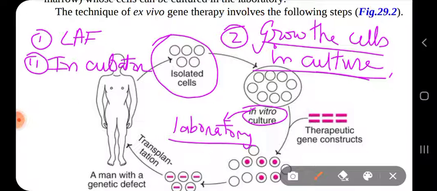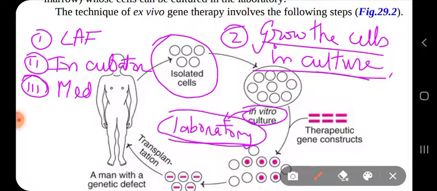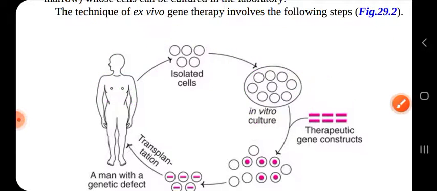We have to use a pH meter for studying the pH. And also we have to use a suitable culture medium for the growth of these cells, so that they do not die. So this is the second stage.